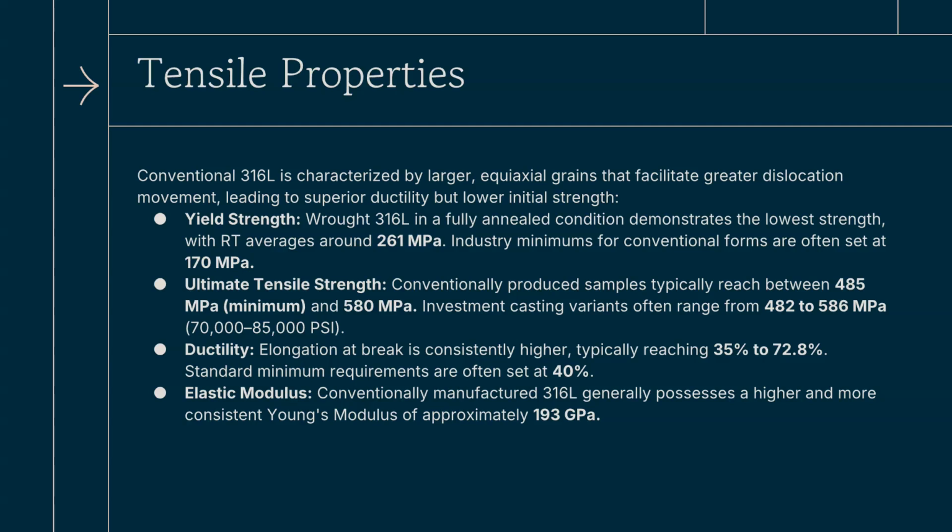Some investment casting variants often range from 482 to 586 megapascals, which is equivalent to 70,000 to 85,000 psi. For ductility, the elongation at break is consistently higher, reaching 35 to 72.8%, and the standard minimum requirement is often set at 40%. For elastic modulus, the Young's modulus of conventionally manufactured 316L is approximately 193 gigapascals.